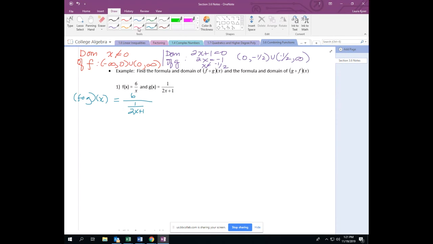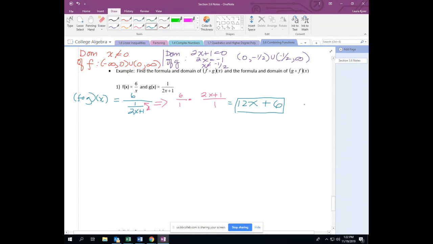Now, this here is a complex fraction, and it cannot remain, so we're going to have to rewrite it by doing keep it, change it, flip it. Multiply by the reciprocal. 6 over 1 times, flip this guy over, 2x plus 1 over 1. And then we are going to actually multiply this out. 6 times 2x is 12x. 6 times 1 is 6. So this is my composition.